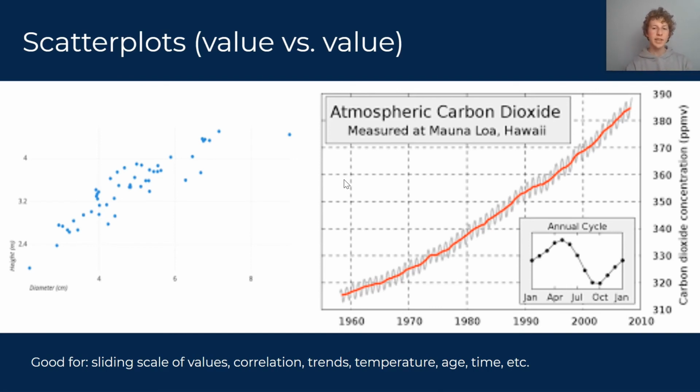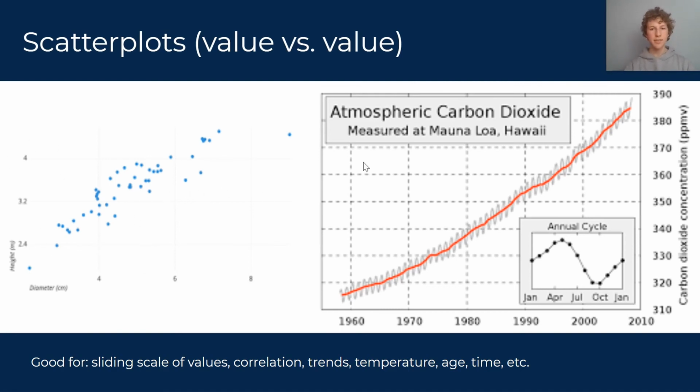So on the left, here's your traditional scatter plot. This point falls on 2.74 diameter or whatever. It's not just like 1, 2, 3, 4. It's anywhere in between, and then anywhere in between on the y-axis.